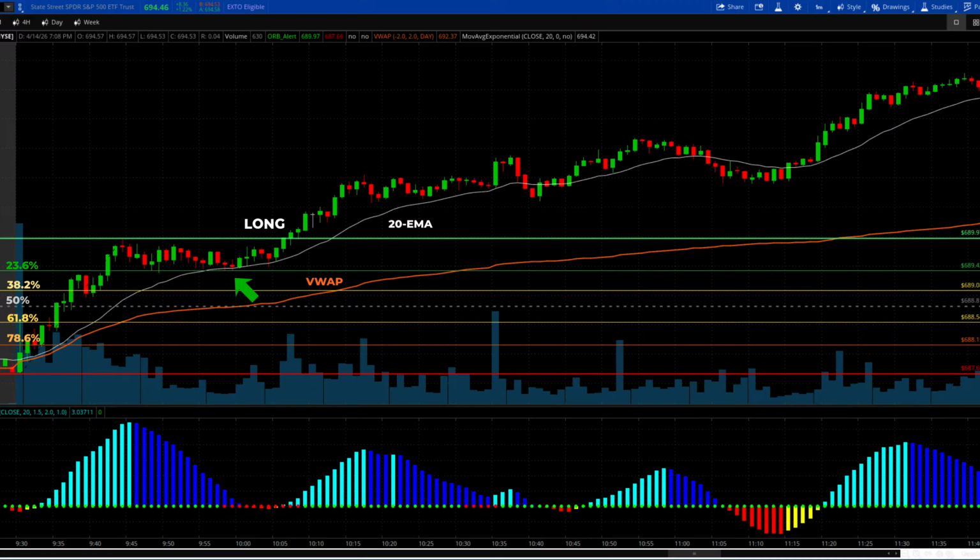The 38.2% level is still a shallow pullback, but more common than 23.6%. It signals a healthy trend with strong participation. Many traders treat a hold of 38.2% as confirmation of trend strength. If price bounces from here, continuation trades tend to have good probability. This level is often used for aggressive entries.